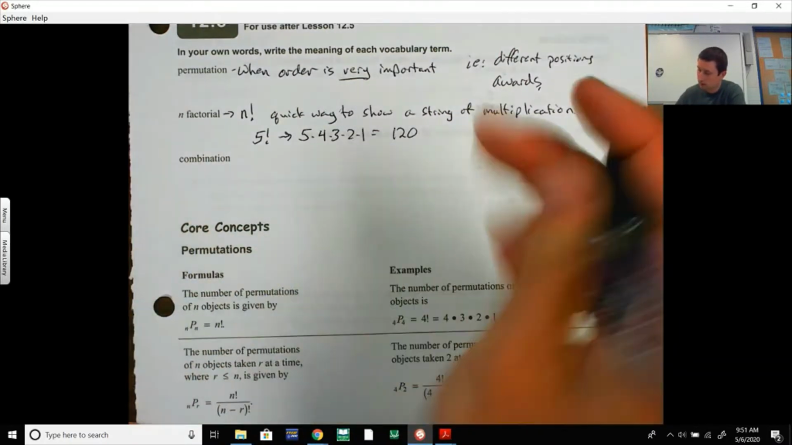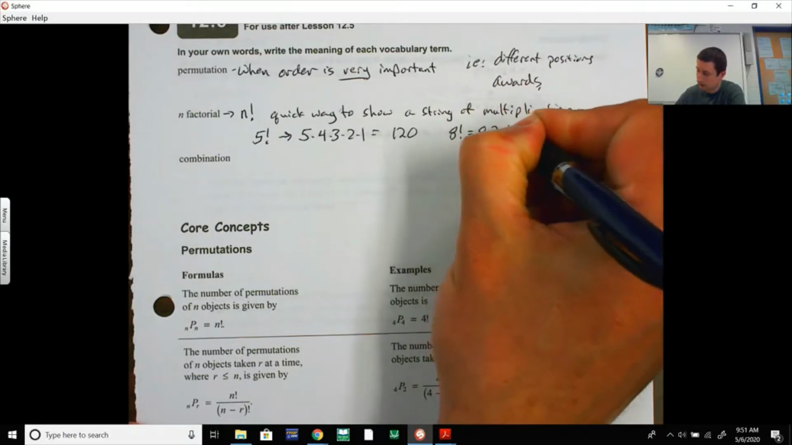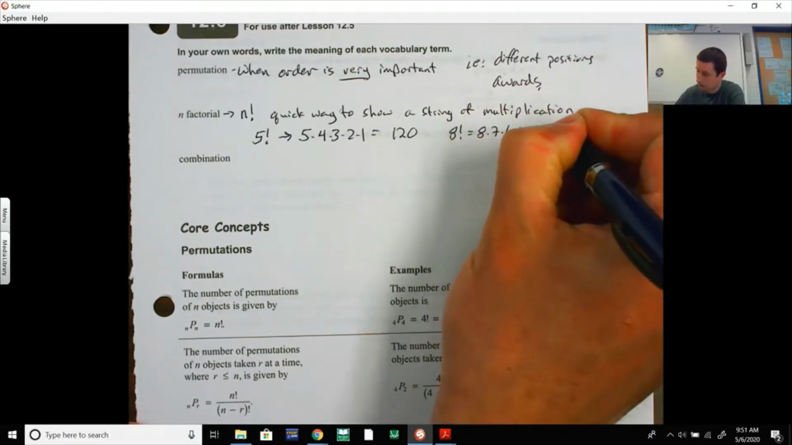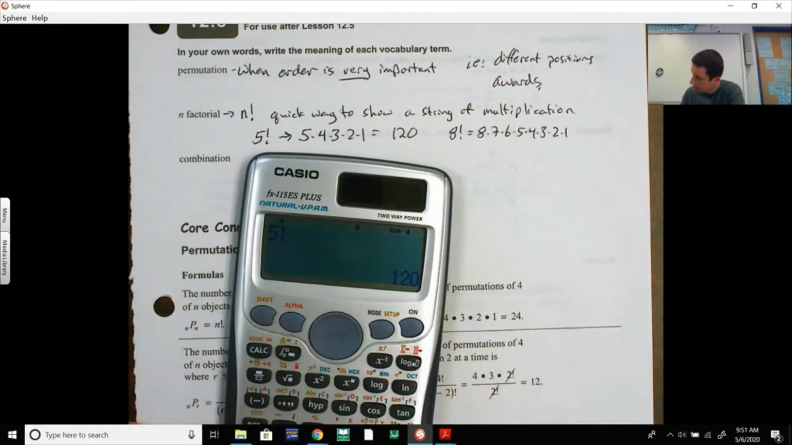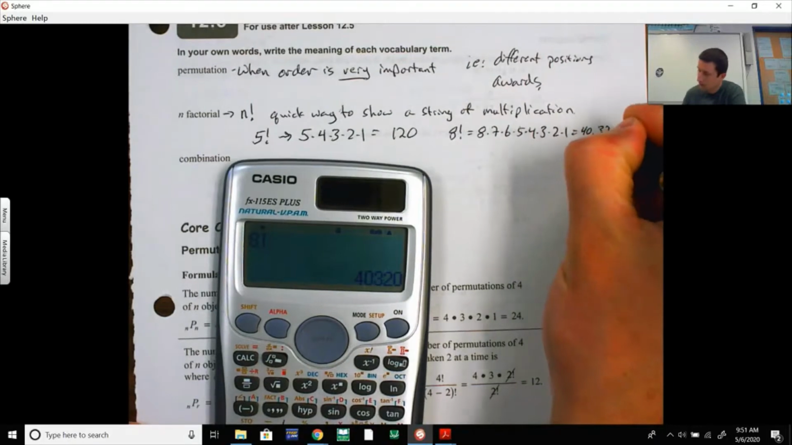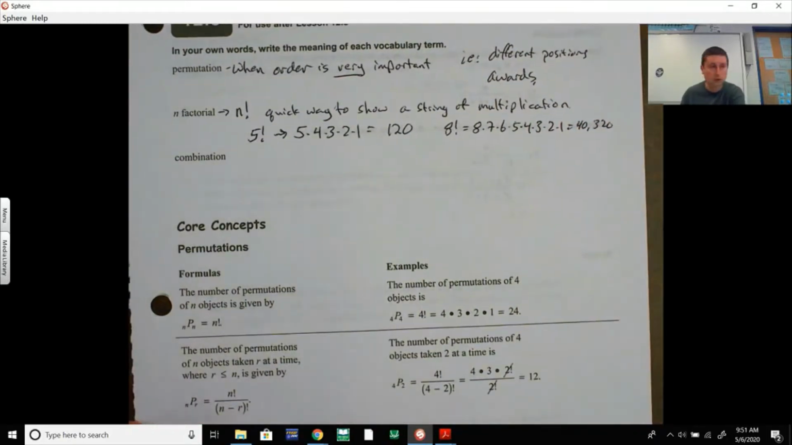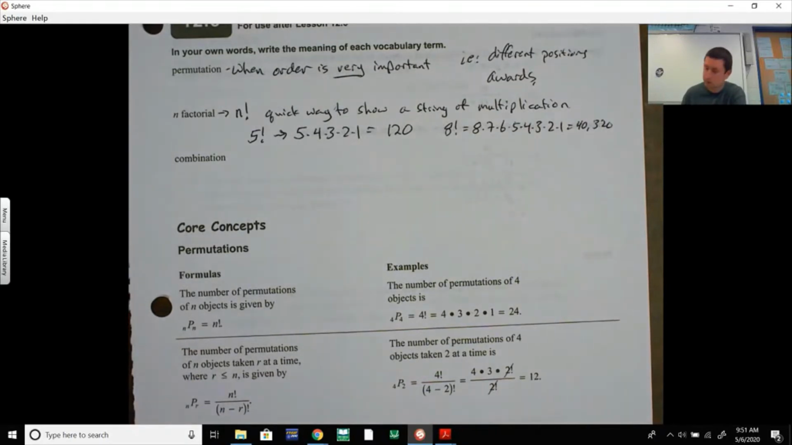Okay? So if you had an 8 factorial, you'd take 8 times 7 times 6 times 5 times 4 times 3 times 2 times 1. I'm not going to do that one in my head. 40,320. Okay. So let's look at permutation a little bit, and then we'll go back up and look at combinations.